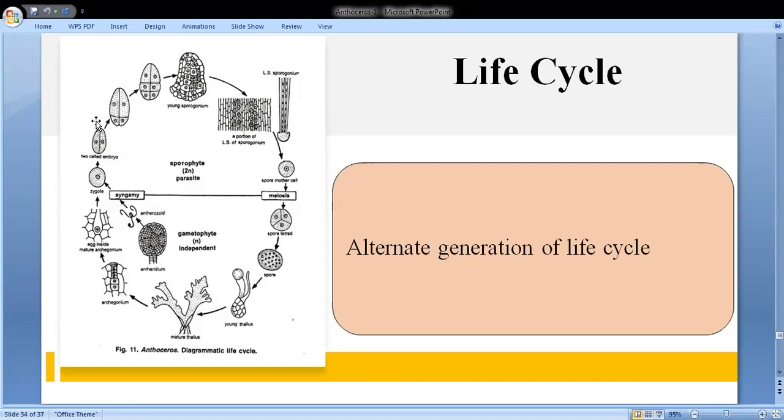In Marchantia it is like that, and in Anthoceros also. This is about the Anthoceros type study.